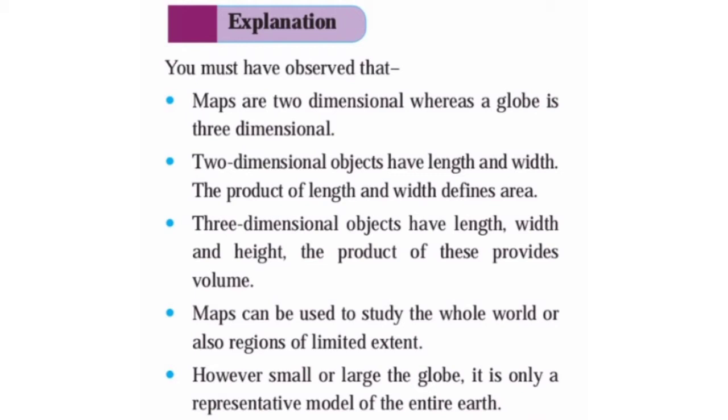Now let us see the meaning of three-dimensional with this point 3. Three-dimensional objects have length, width and height. The product of this provides volume. So three-dimensional objects have length, width and height, and the product, meaning the multiplication of this, provides us the volume of any particular region. Volume means space occupied by any region.